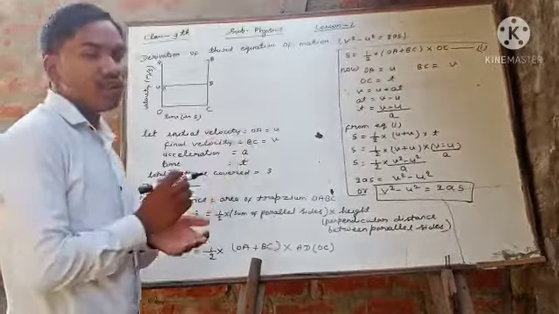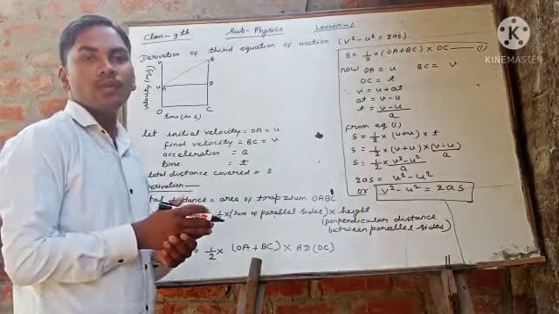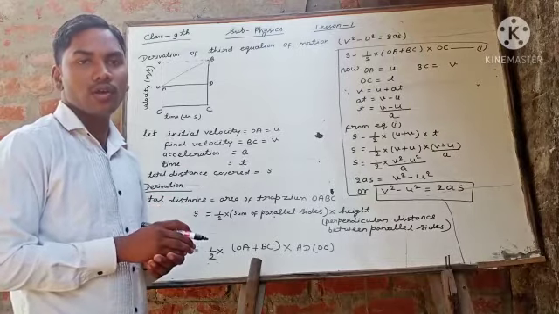So following these steps, you can derive the third equation of motion graphically. That's all. Thank you.